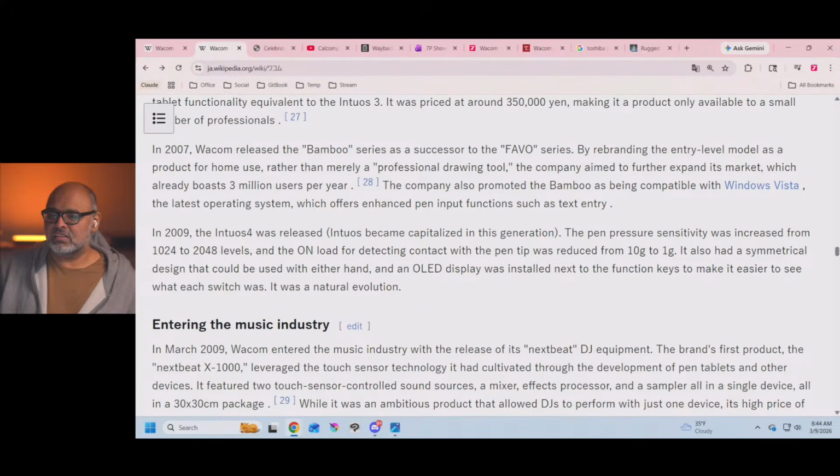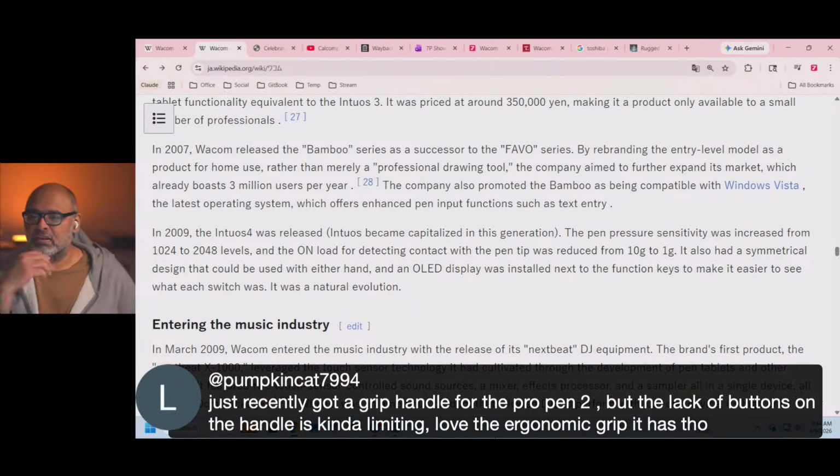Let's see, Pumpkin Cat says, I recently got a grip handle for the Pro Pen 2, but the lack of buttons on the handle is kind of limiting. Love the ergonomic grip it has, though. I'm considering removing the buttons from my Pro Pen 3, just so I don't accidentally hit them.